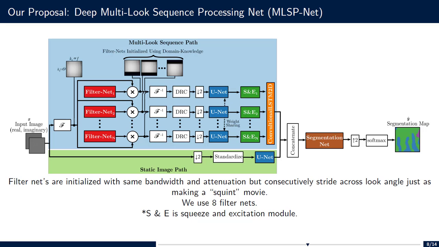Our proposed network, called Multi-Look Sequence Processing Net, or MLSP net, for SAS segmentation is composed of two primary paths, the multi-look sequence and the static image paths. The multi-look sequence path is composed of 8 filter nets operating in K-space and are initialized using domain knowledge so a useful multi-look sequence emerges. The 8 looks are sent through a shared UNet encoder, reweighted by squeeze and excitation modules, and then fed to a bidirectional 2D convolutional LSTM to extract meaningful features from this image sequence. The static image path simply ingests the input image and processes it through the UNet. Features from both paths are then concatenated in the feature dimension and processed by a segmentation network for final image segmentation.